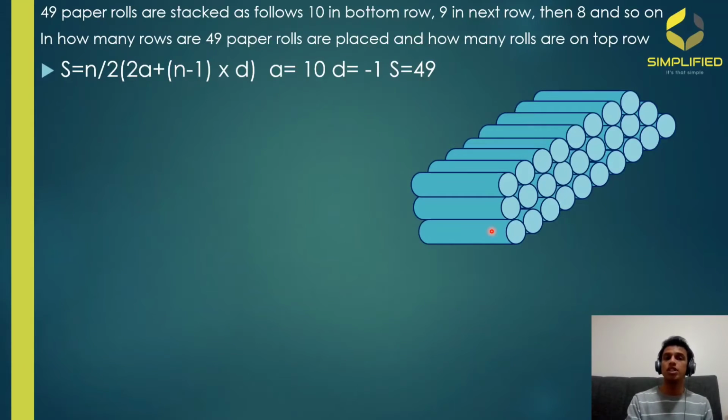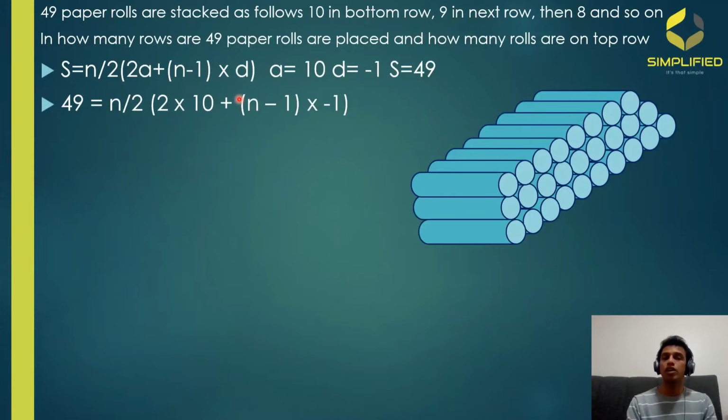Now if you substitute these values into the equation of sum of arithmetic progressions, there will be only one factor left, and that is n. So we are asked to find n over here in this question. Upon substitution, n you cannot replace with anything because you want to find n. Of course, S is 49, we have to replace it with that.